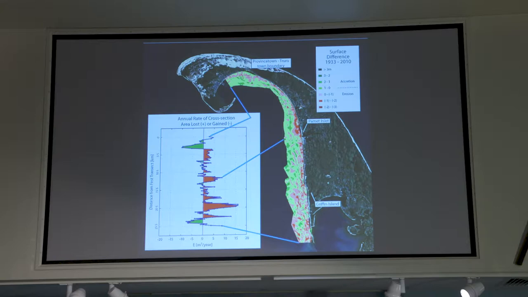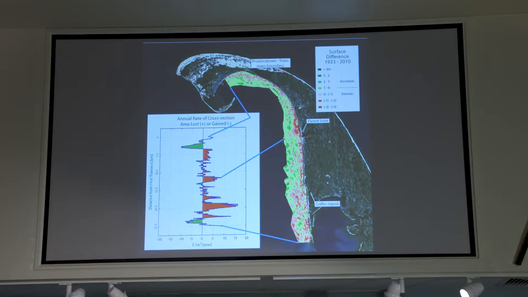This is what this stretch of this area looks like. Here is the red. What we do is we take the 1930s data and the contemporary data, and we just subtract the two. So in areas where it's eroded, it's red. In areas where it's accreted, it's green.